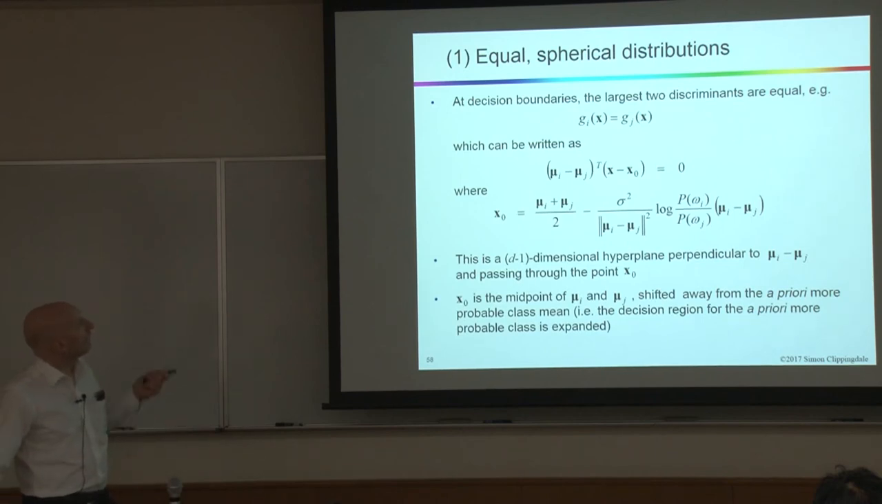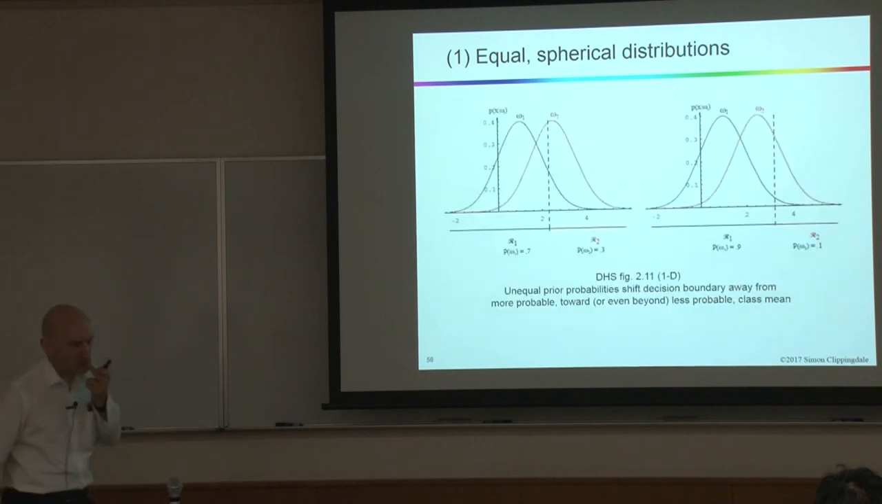Okay, so that's fairly simple. This is a D minus one dimensional hyperplane, and it's perpendicular to this vector that joins two class means and passes through this point here, which is the midpoint, but it can be shifted away from the more likely class mean. We'll show you in pictures what that means.